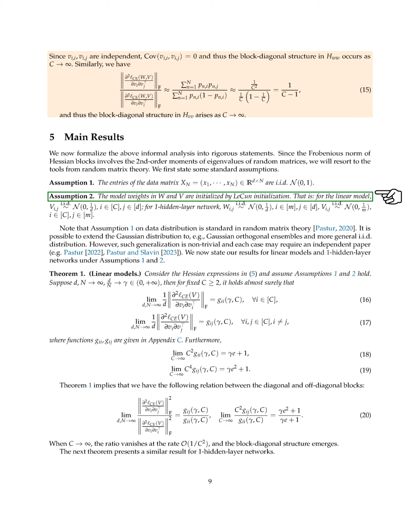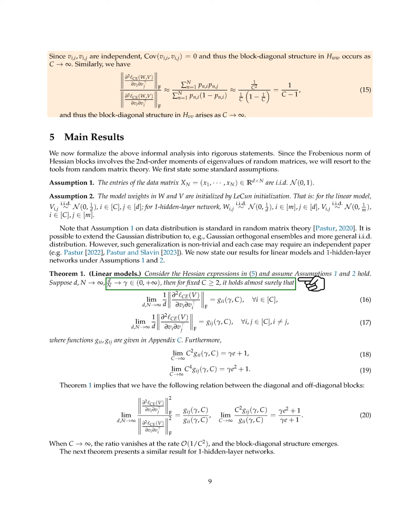For linear models, we analyze the Hessian and find that under certain conditions, a specific relationship holds almost surely. We also observe that as the number of classes increases, the block diagonal structure becomes evident. For one hidden layer networks, we find similar results, indicating that as the number of classes increases, the block diagonal structure also emerges.